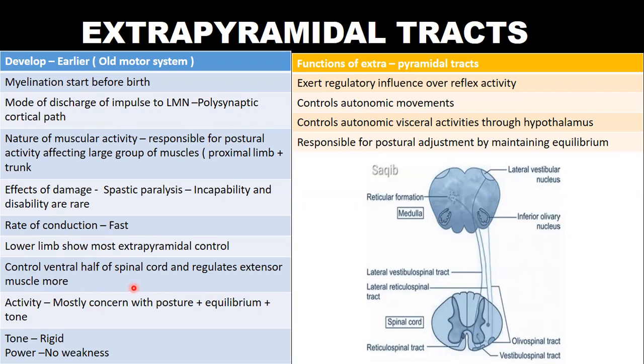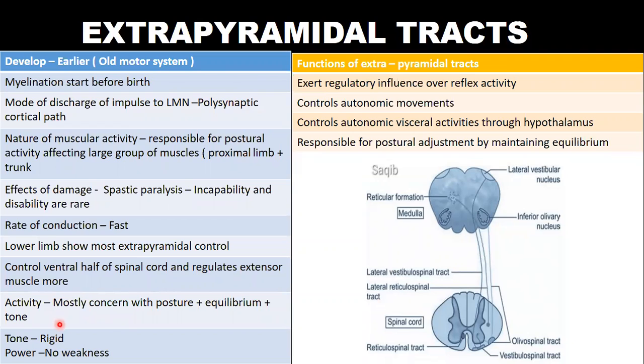It controls the ventral half of the spinal cord, whereas the pyramidal controls our dorsal half. Here it regulates our extensor muscles, and there it regulates what muscles? That is, flexor muscles. We are done with this.